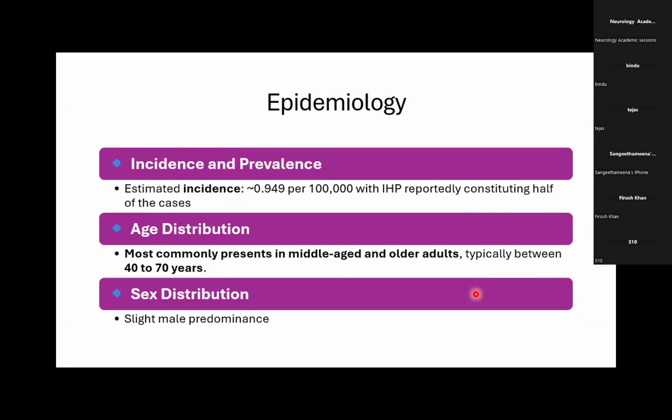The estimated incidence of hypertrophic pachymeningitis is 0.9 per 1 lakh population, and idiopathic hypertrophic pachymeningitis constitutes half of these cases. The age distribution most commonly presents in middle-aged and older adults, typically between 40 to 70 years, with slight male predominance.